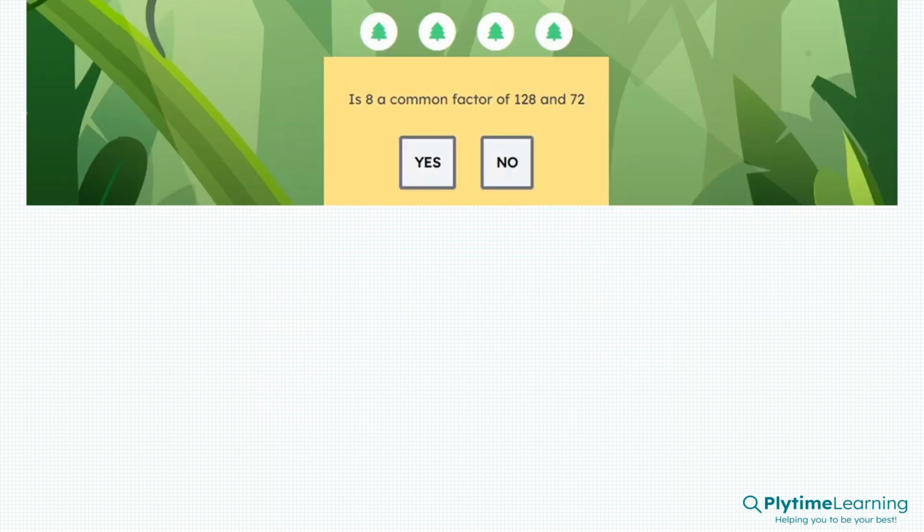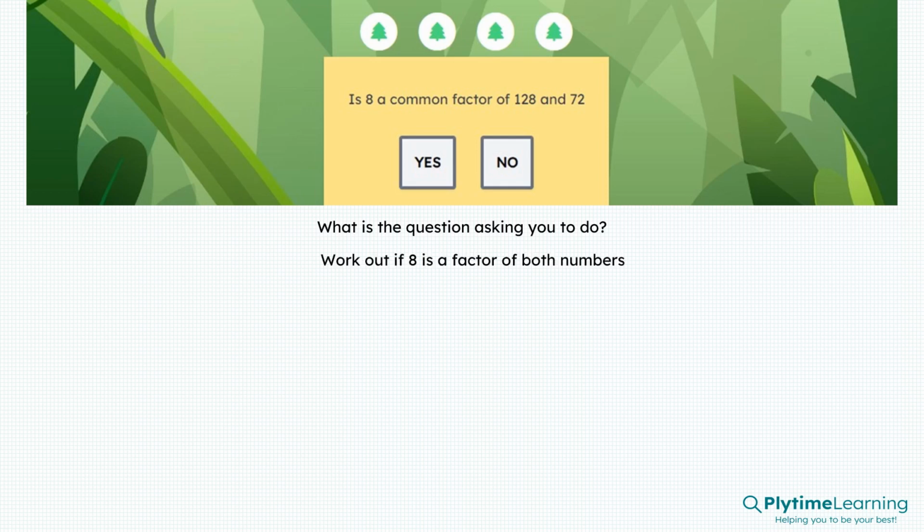Is 8 a common factor of 128 and 72? What's the question asking you to do? Work out if 8 is a factor of both numbers. First, let's look at 128. Does 8 divide exactly into 128?